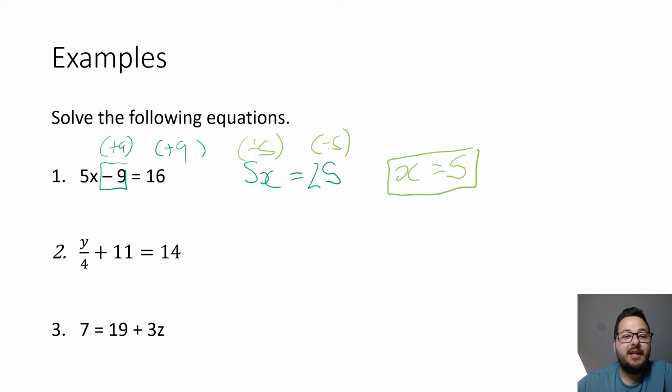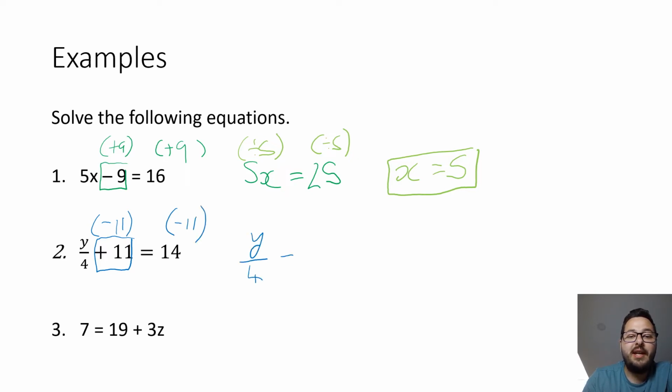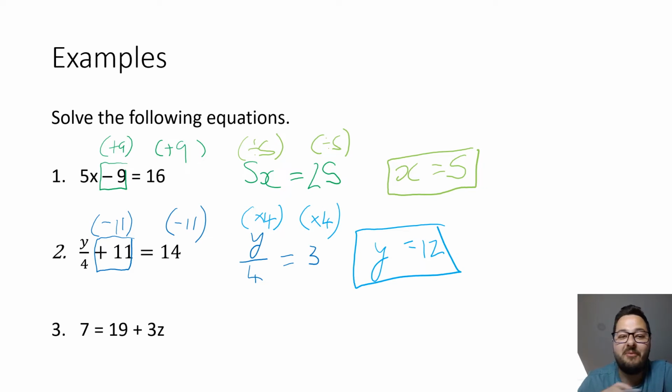Okay, so let's have a look at question 2 then. So we've got y over 4 plus 11 equals 14. The first thing we want to do is look at the plus 11 and get rid of that, so we'll take away 11 from both sides. So we'll be left with y over 4 equals 14 minus 11, which is 3. Then we want to do the divide by 4 bit. Because this is y divided by 4, we want to times by 4. So we'll times both sides by 4, which will leave just y on the left, and 3 times 4 is 12. And that's the answer to that one.